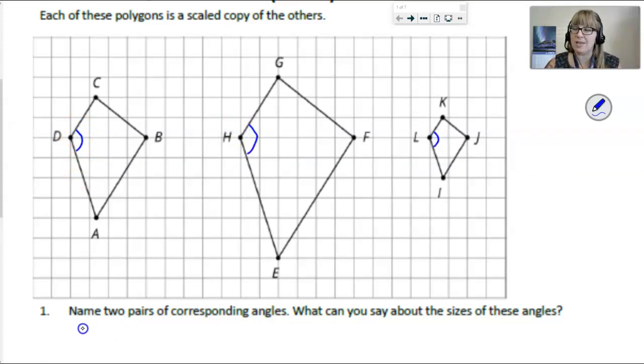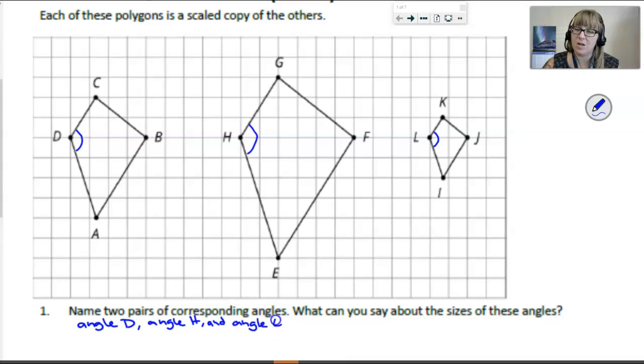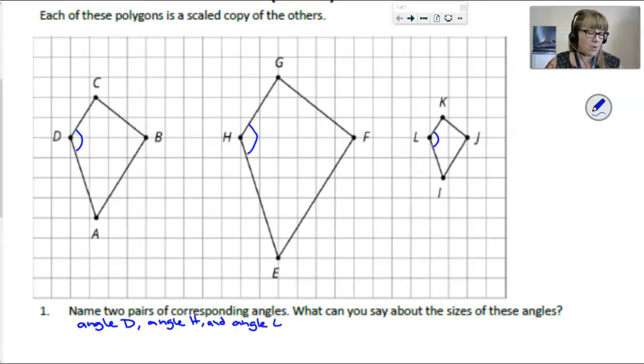So as we get started here, I can see angle D corresponds to angle H and to angle L. So I'll write that down. Angle D, angle H, and angle L all correspond. We can also say that angle A, angle E, and angle I all correspond. Notice that those angles are in the same position in each one of those figures. That's why we call them corresponding angles. So again, angle A, angle E, and angle I.